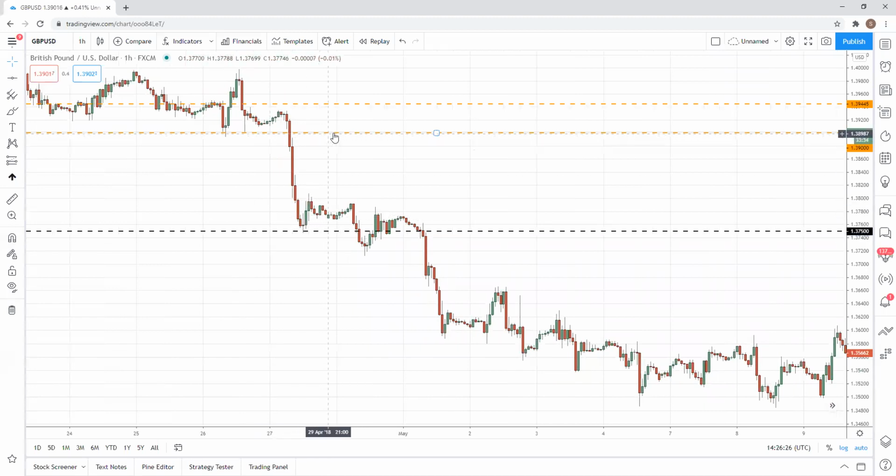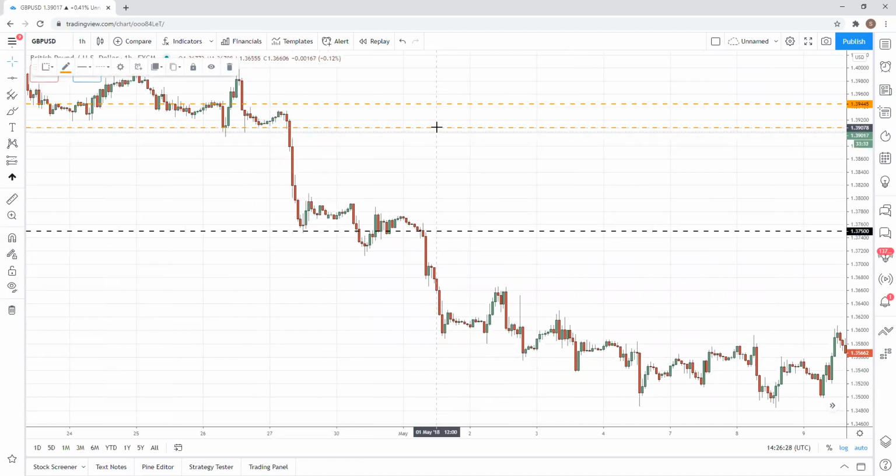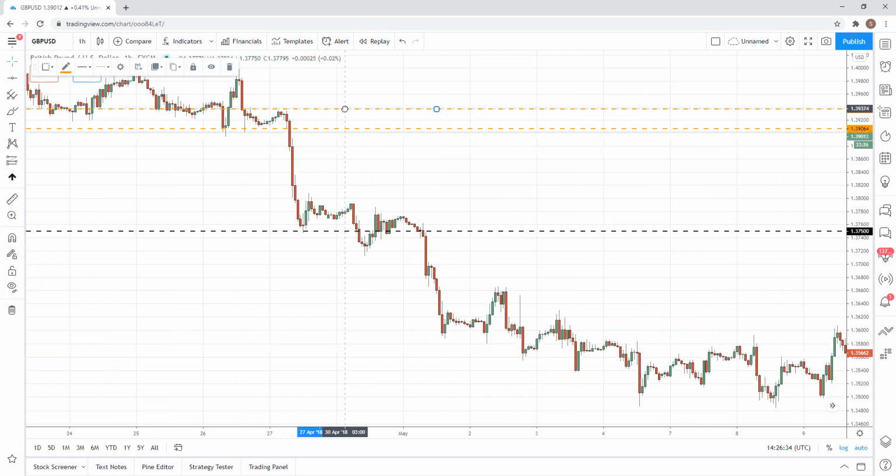I think the first level I would take the risk is here. Now we have a better picture. Okay, it's somewhere here. And I don't think we need to risk more than this. A few pips above this line, maybe. Only few pips.